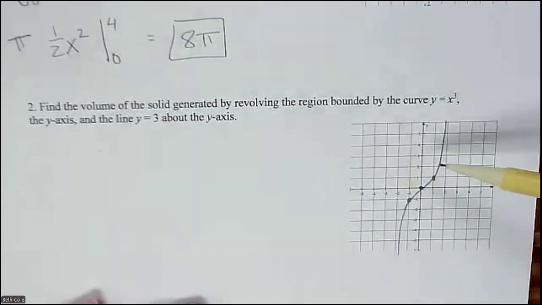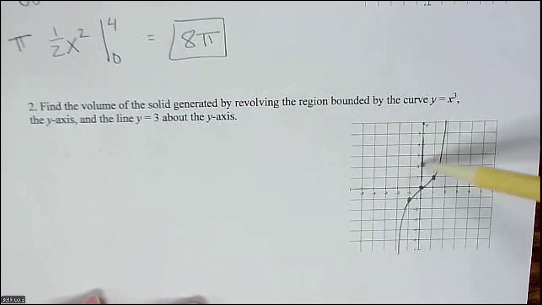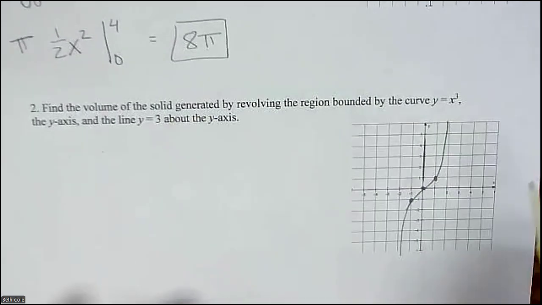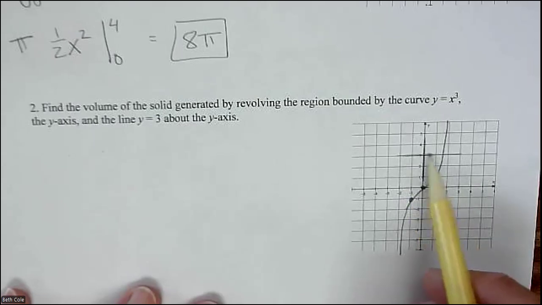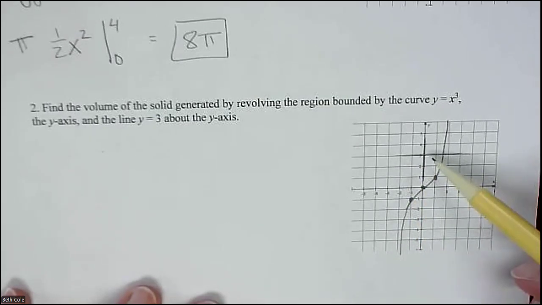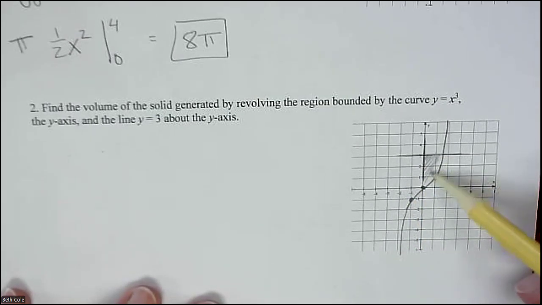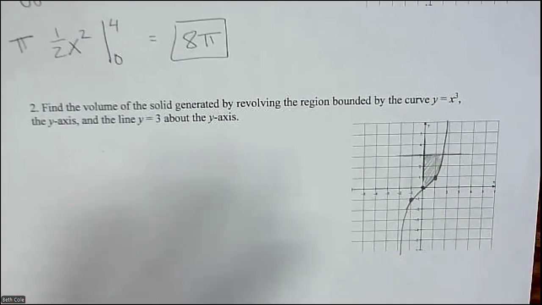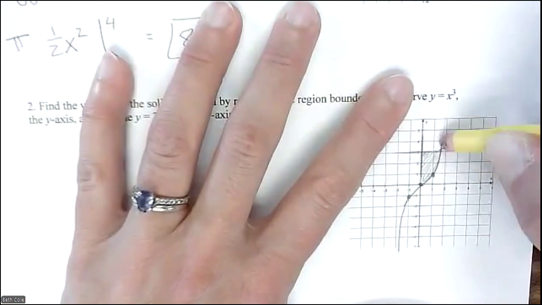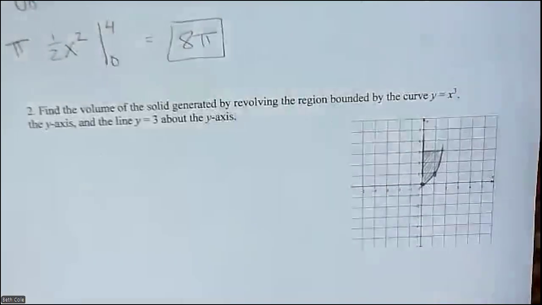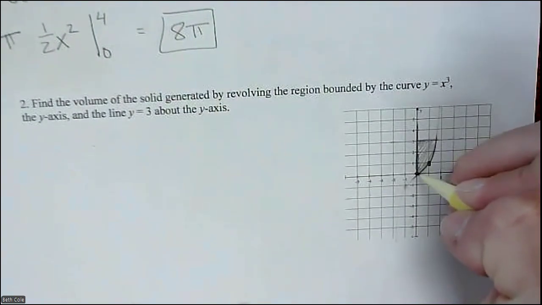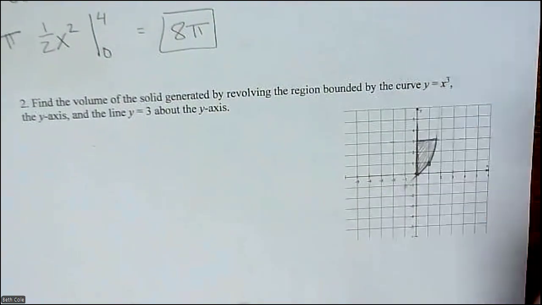All right, the y-axis, so that's this right here, and the line y equals 3. Now that's a horizontal line, so that's going to be right here. So this is your area. This is your shape. Kind of looks like half of a Hershey Kiss. And then what I suggest you do is erase all the tails. Erase everything that's outside of that shape so you can focus just on this.